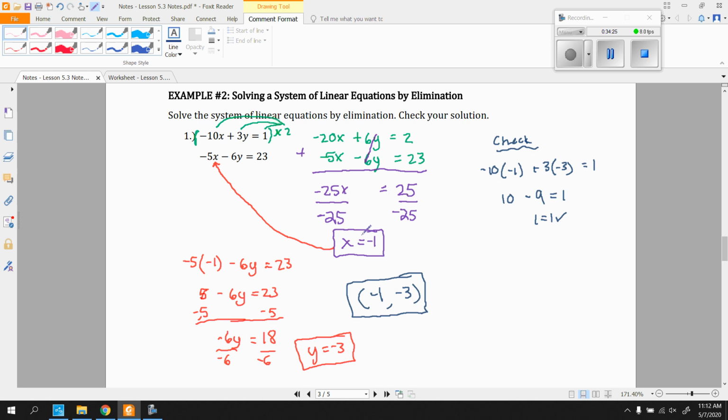This bottom one, I think we're going to be in good shape because we kind of used this one to help us get here. So I think we're going to be in pretty good shape. Negative 5 times x, which is negative 1, minus 6 times negative 3 equal to 23. So let's see, negative times a negative is positive. Negative times a negative is positive. And then if you need to, grab your calculator. 5 plus 18 is 23. It checks out.